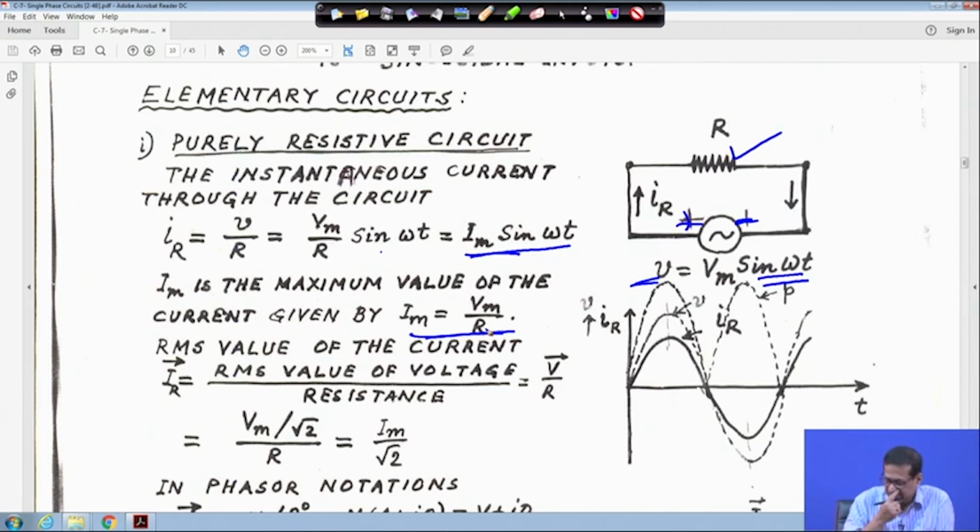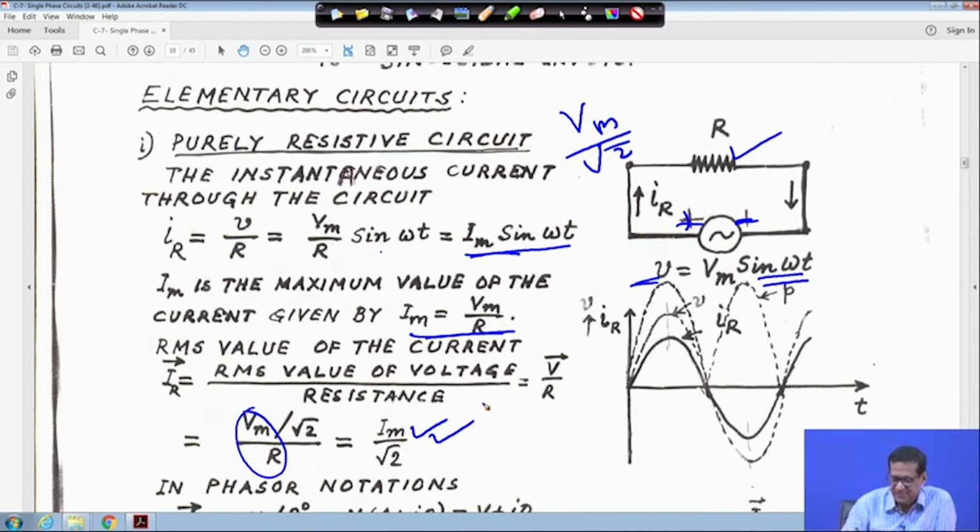Now, the RMS value of the current IR is equal to the RMS value of voltage divided by the resistance, right. Vm is the maximum value, so its RMS value is Vm by root 2. So, the RMS value of the current is Vm upon root 2 divided by R, that is equal to Im by root 2, because Im is equal to Vm by R. This is your current.